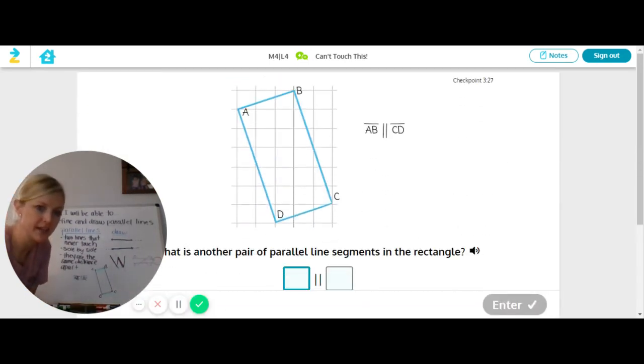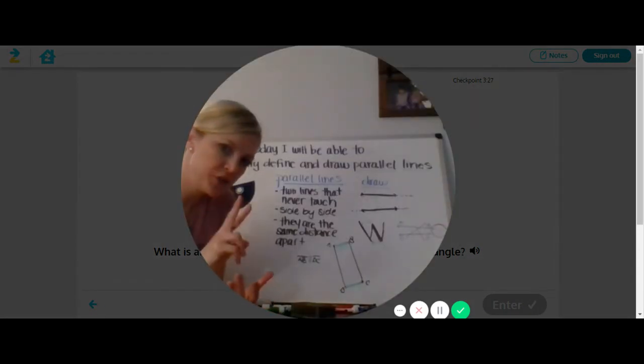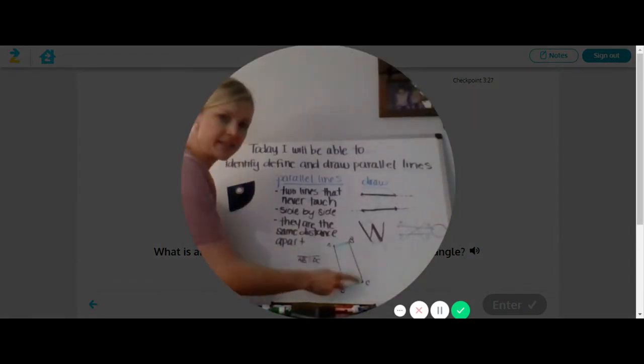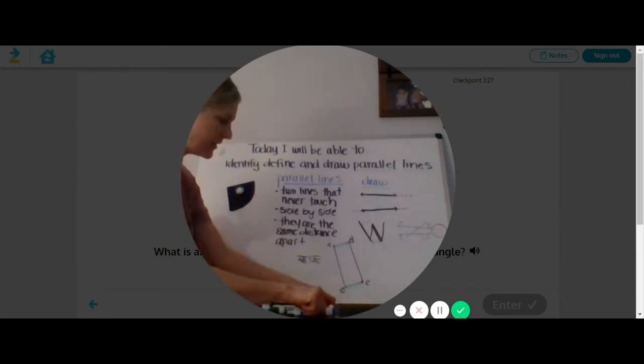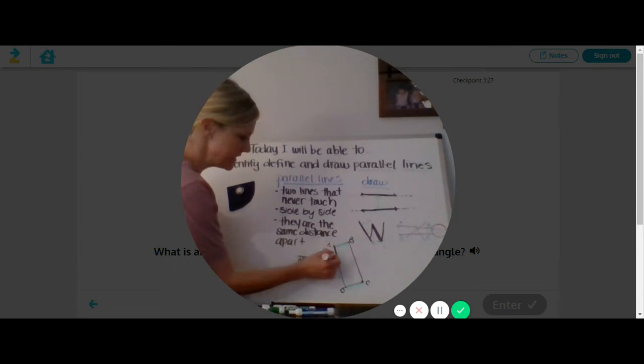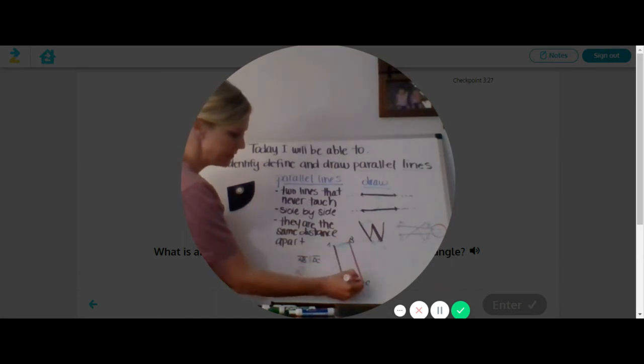So let's take a look at the scholars first together in our notes, and then we'll continue on Zearn. We're looking for two more sets of lines in this rectangle that are parallel. Well, as I take a look here, I notice that AD is another line. It has two endpoints, AD. I also see line BC.